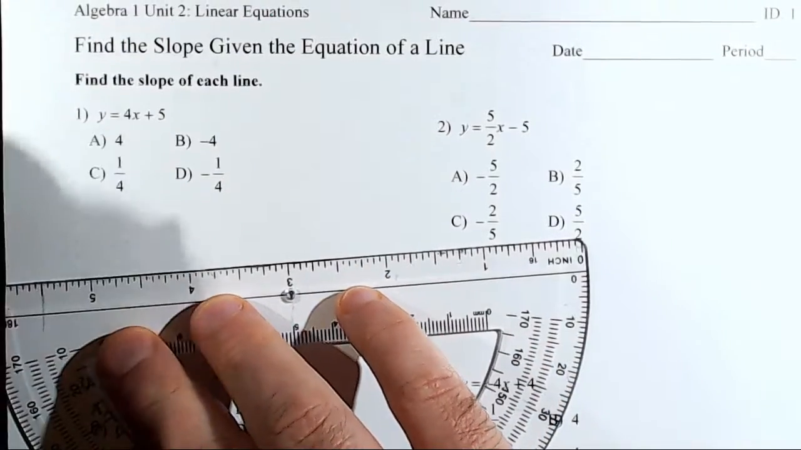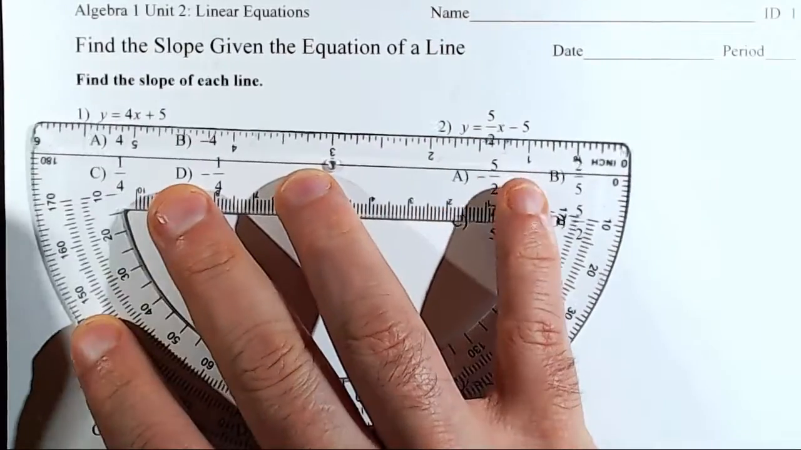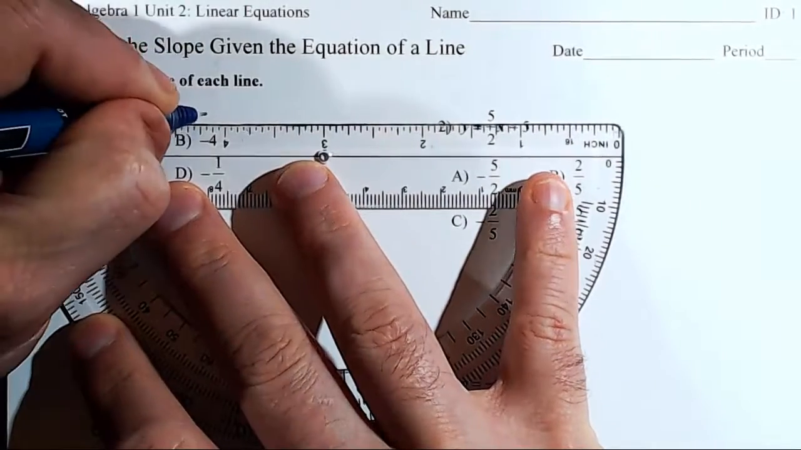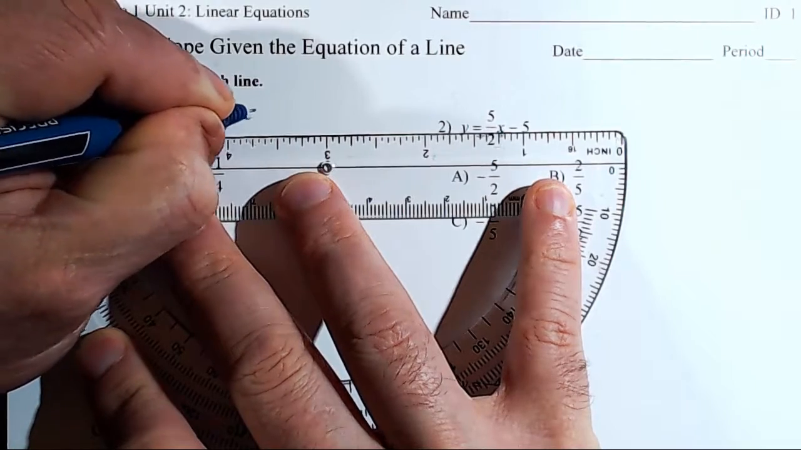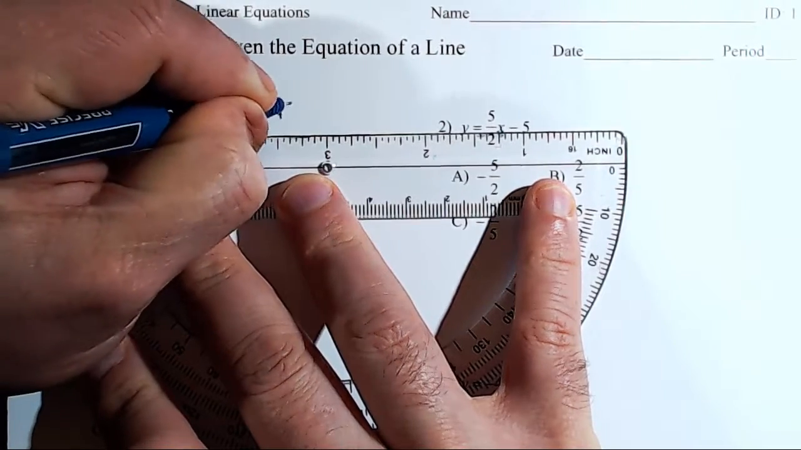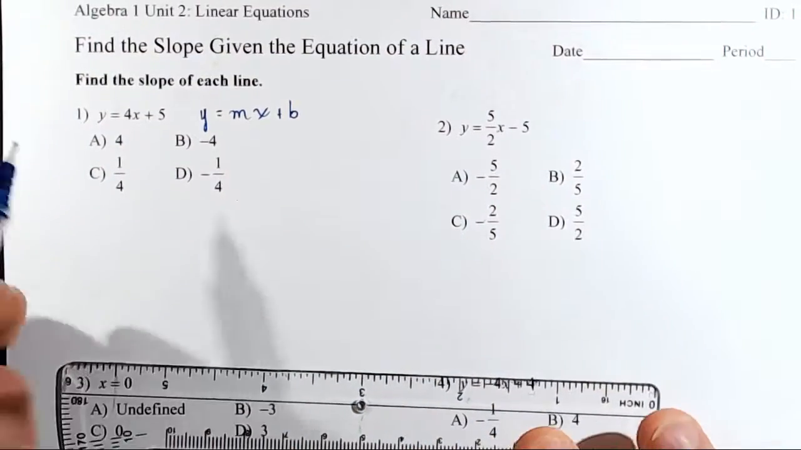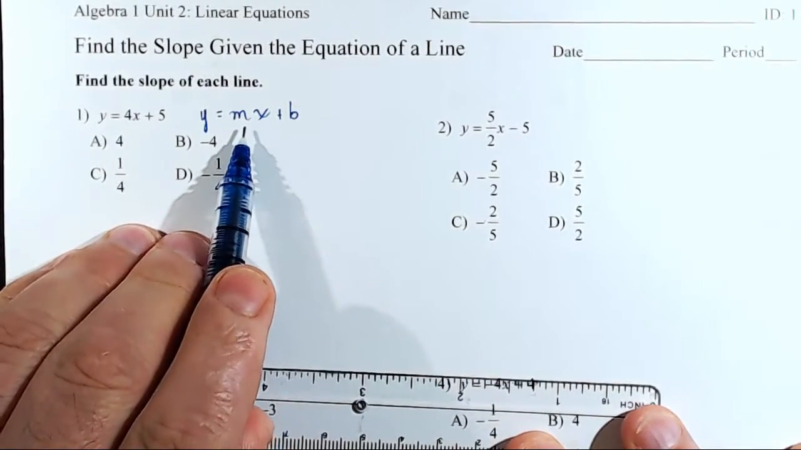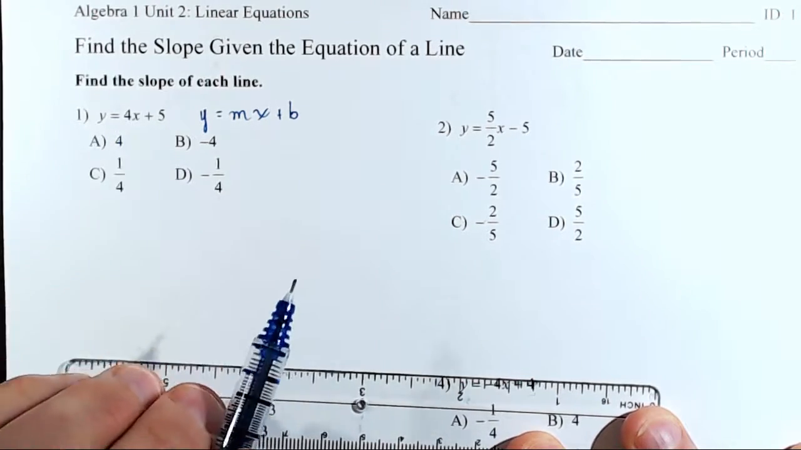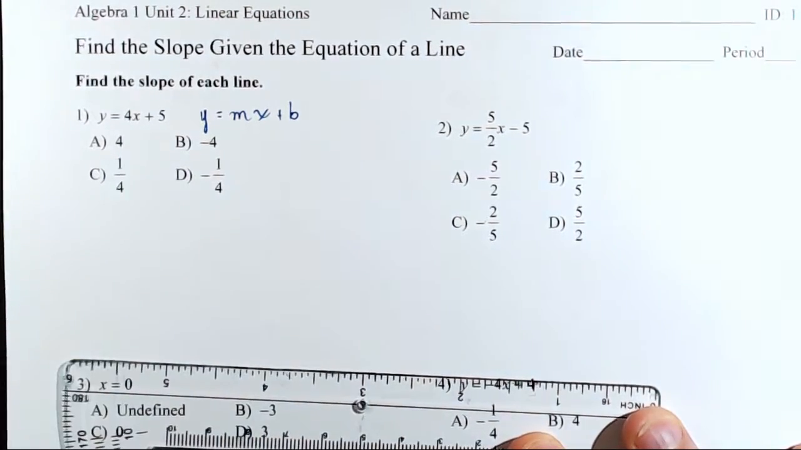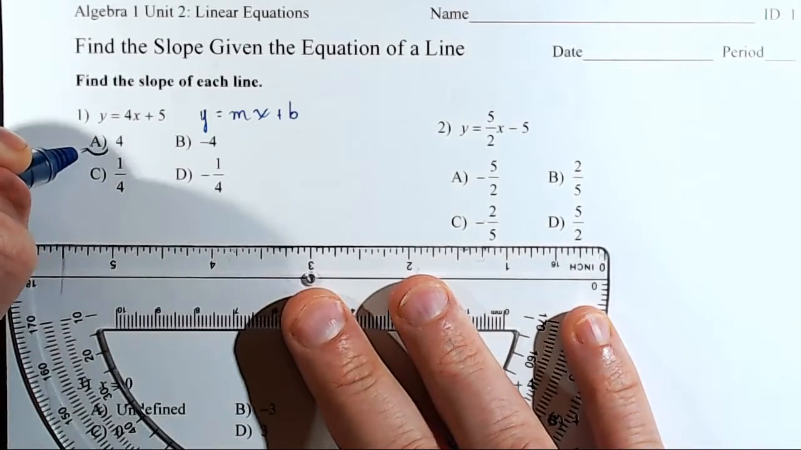So here in the first problem, we have an equation in slope-intercept form, and that would be the form y equals mx plus b. And when an equation is in that form, you can just look at this position where the m value would be, and you can just read the slope. So the slope would be 4. And so the answer is 4.